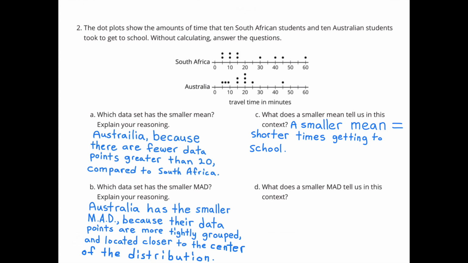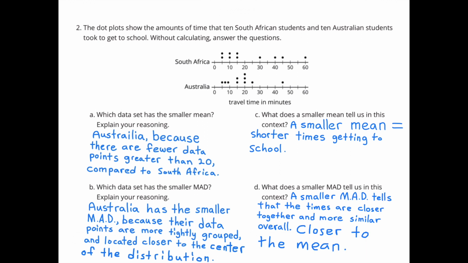D. What does a smaller MAD tell us in this context? A smaller MAD tells us that the times are closer together and more similar overall, and the data is closer to the mean.